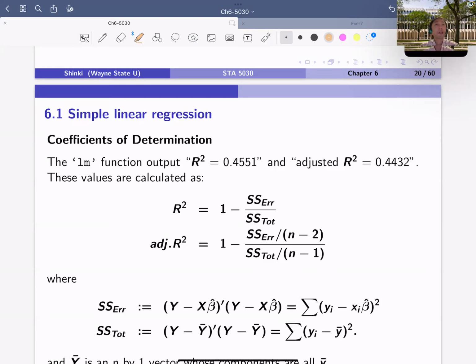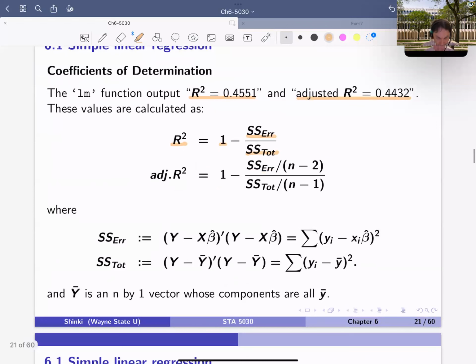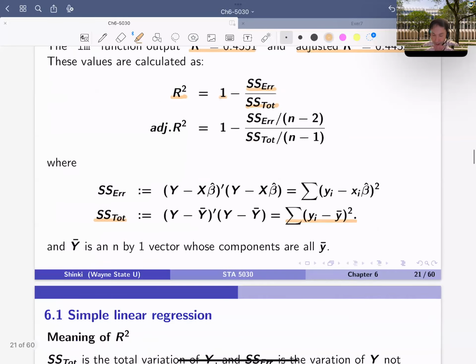If you don't have questions, then we go to the next one. This is the coefficient of determination, or R-square value. In the previous output, we see that the R-square is equal to 0.45, and the adjusted R-square is 0.44, a slightly smaller number. What does this mean? The definition of R-square is 1 minus the sum of squared errors over the sum of squared total. What are these quantities? The sum of squares total at first is just the variation in y.